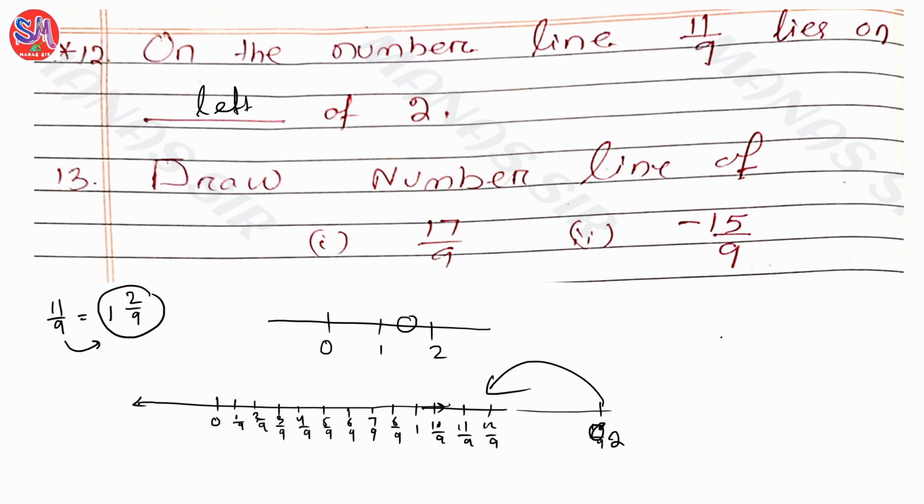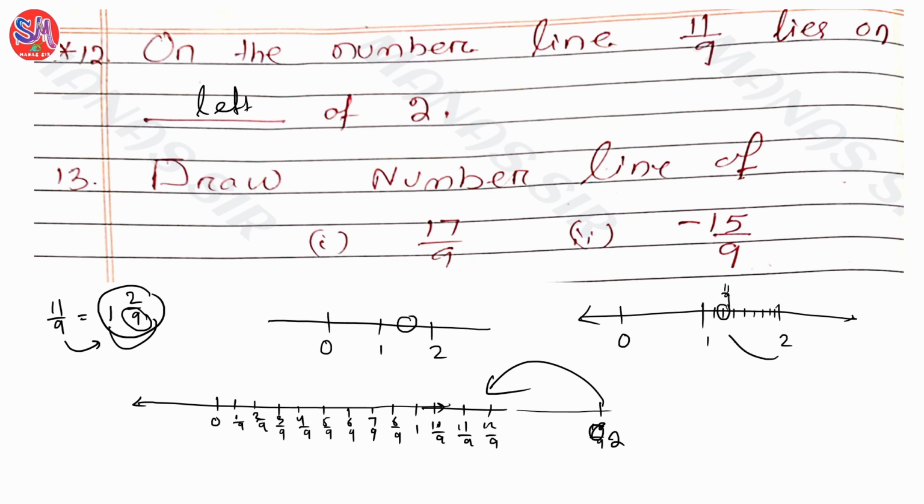Okay, or you can solve by another number line. Suppose this is 0, 1, here is 2. Now here is 1 whole 2 by 9. Here the denominator is 9, means we divide 1 to 2 into 9 parts. 1, 2, 3, 4, 5, 6, 7, 8. 9 parts means we draw 8 lines. Now which one is the second line? This is the 11 by 9. Now this is to the left of the 2.